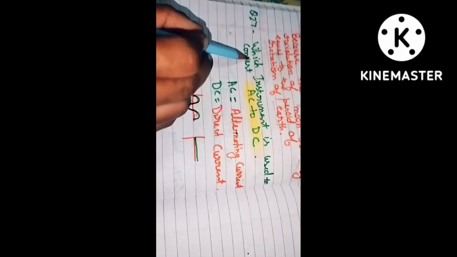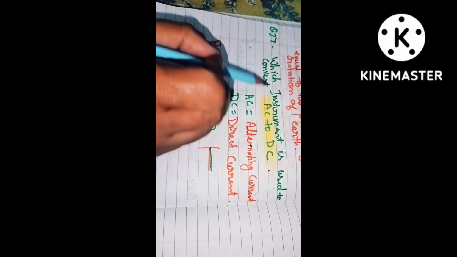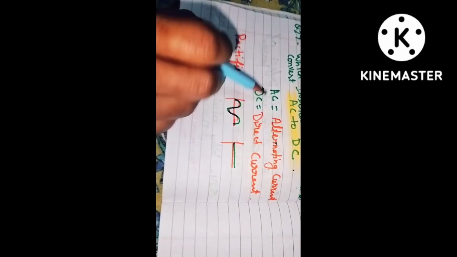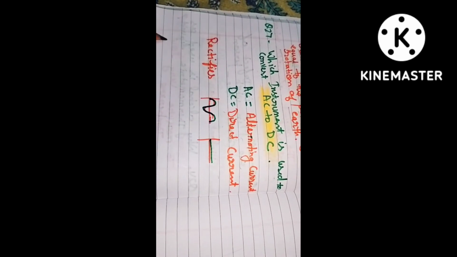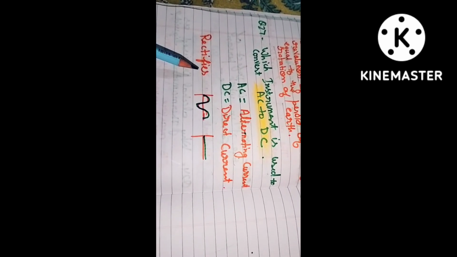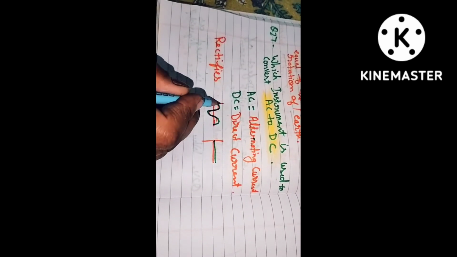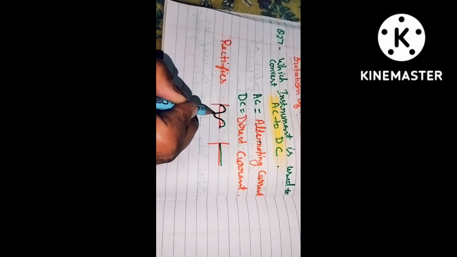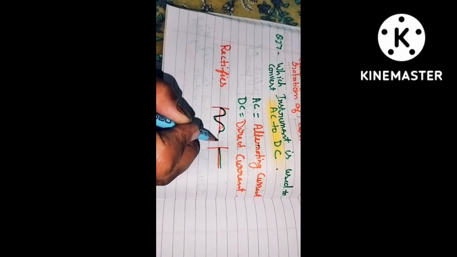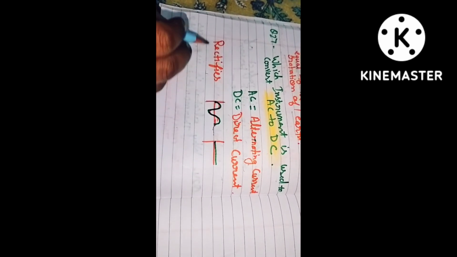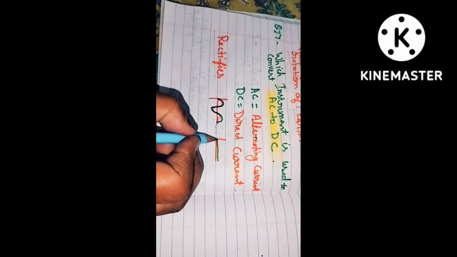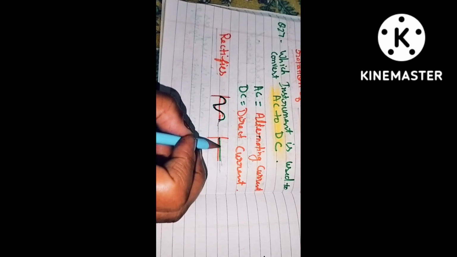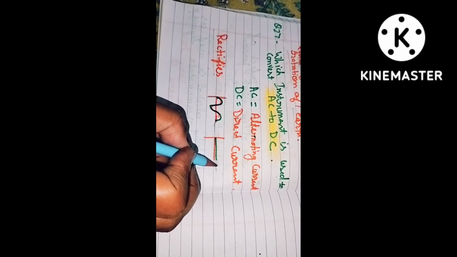Next, which instrument is used to convert AC to DC? AC is alternating current, DC is direct current. The answer is rectifier. The current flows like a wave, and the rectifier converts AC directly into DC. These are called rectifiers.